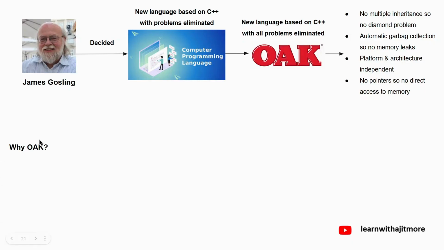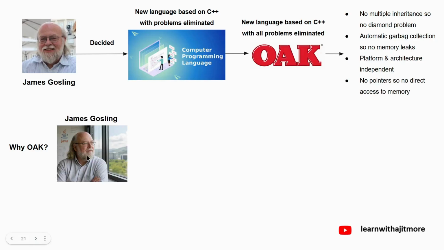Correct? Then why did they give the name Oak? I told you he was gazing outside of the window. These are all pictures I have generated through AI. I just instructed, give me one image of James Gosling gazing outside of the window, and the AI tool made this and gave it to me. Correct? See how you can take benefit of AI. Okay, so he was gazing, meaning you understood, no? Seeing, peeping outside of the window.